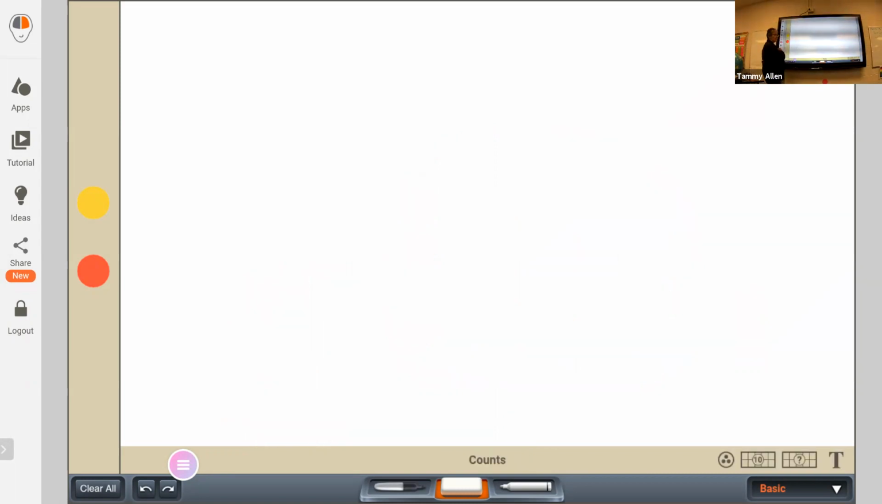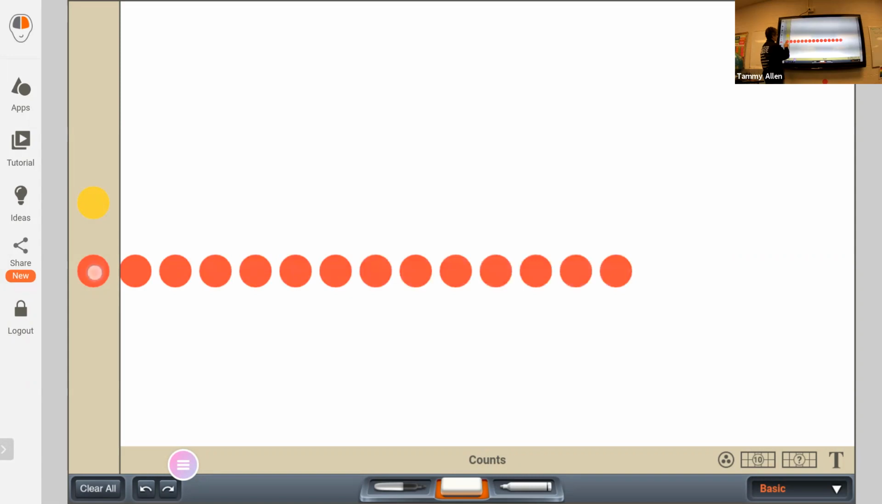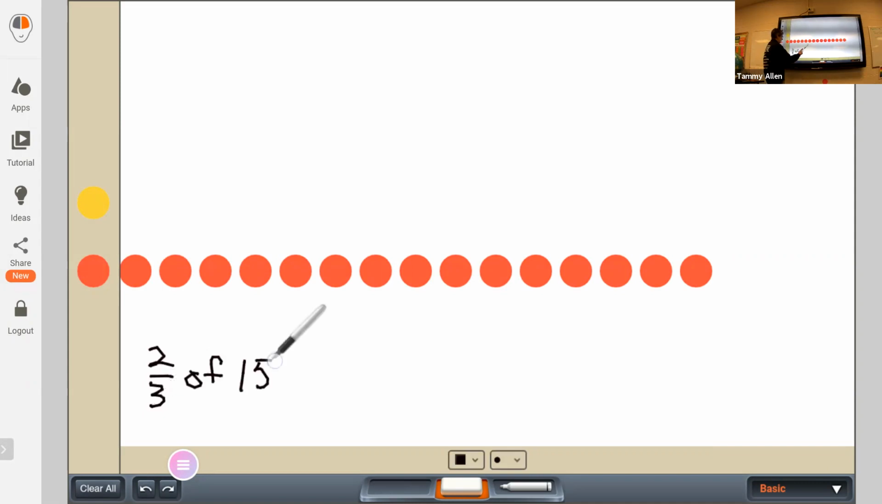Okay. This time I want 15. I want to show 2/3 of 15. How many equal groups do I need? I need 3 equal groups.